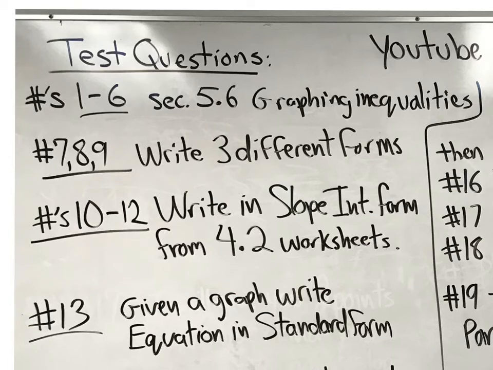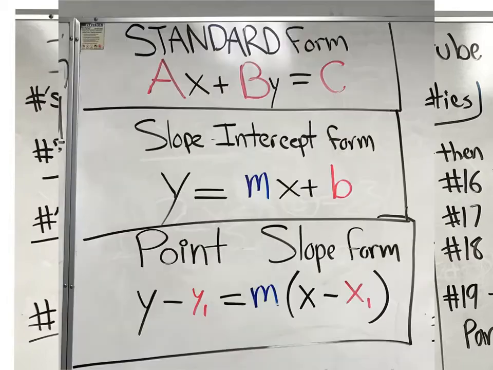So that was questions 1 through 6. It's just 3 of those. That's 6 points out of the 25. That's worth a lot. Now questions 7, 8, and 9, it says write 3 different forms. So these are the 3 forms that we're talking about, guys.